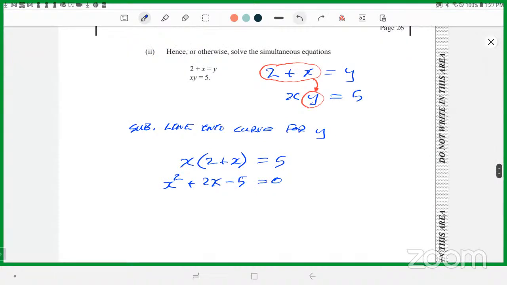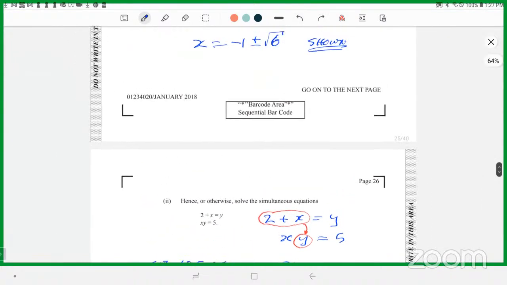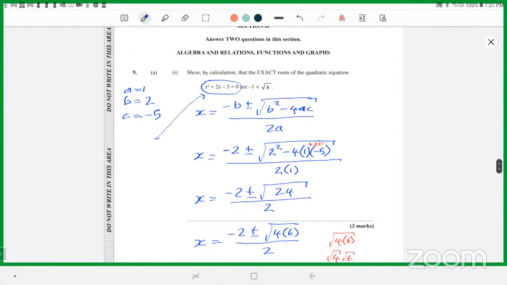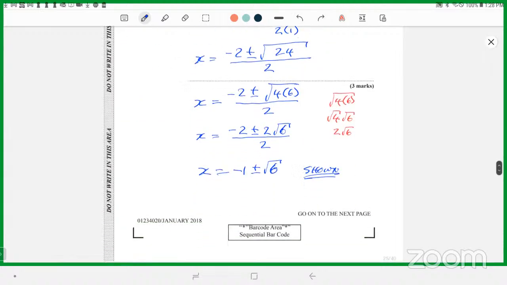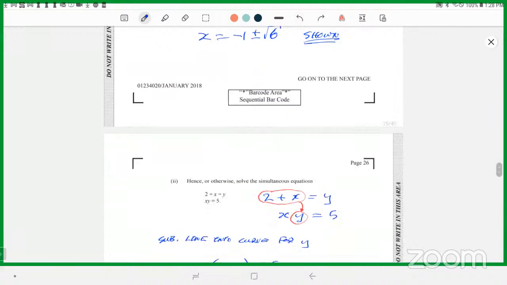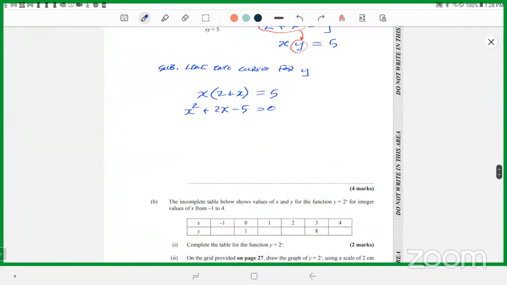Now the question did say hence, right? So it means that it has something to do with the first question. If you look carefully, it's actually the same equation that we solved. It's the same equation that we're solving now. X squared plus 2x minus 5 equals 0. So it means that we already know the x values. They are negative 1 plus root 6, and negative 1 minus root 6. So we can write them here.